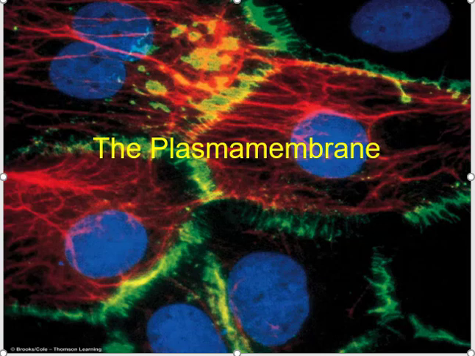Welcome back. Today's topic is Chapter 5, the plasma membrane. So the plasma membrane was discovered in the 1890s.